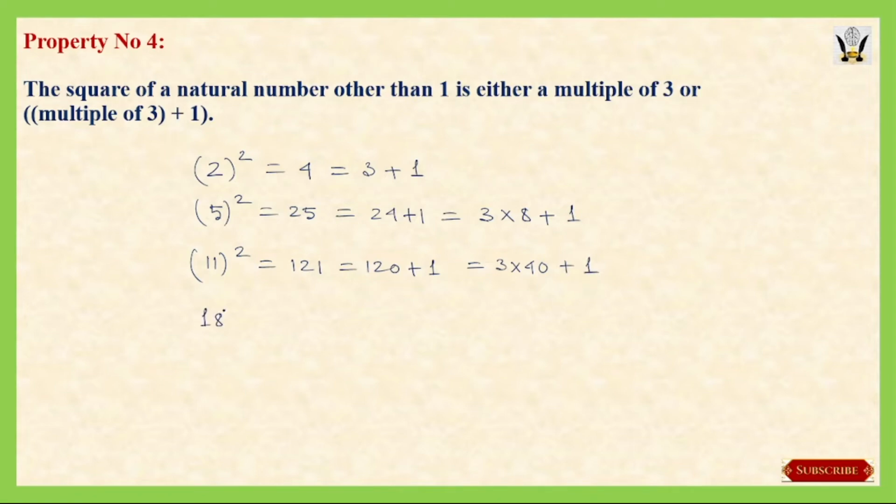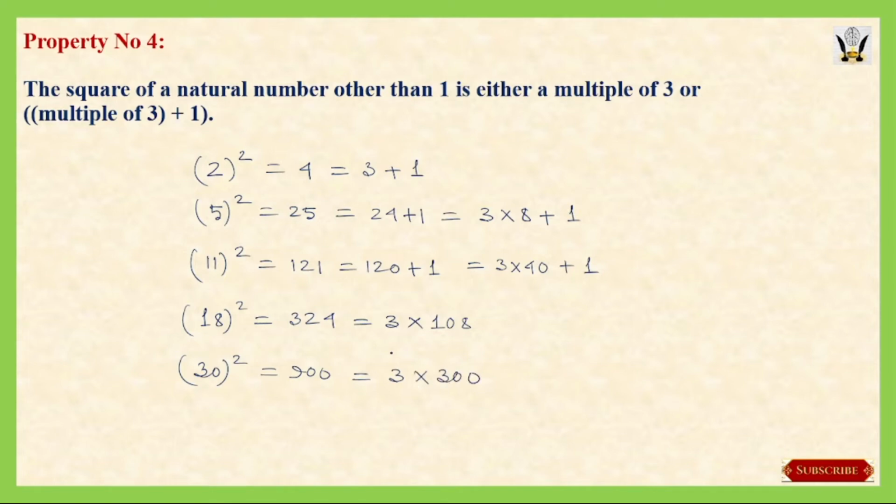Fine. Then if I choose 18 and take the square, then it is 324. 3 2 4, 4 plus 2 is 6, plus 3 is 9. 9 is a multiple of 3, that means it will be a multiple of 3, and it will be 3 multiplied by 108. And now if I take an example like 30, then it will be 900. 900 again is 3 multiplied by 300.